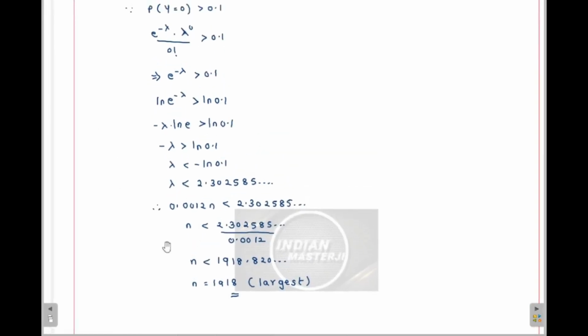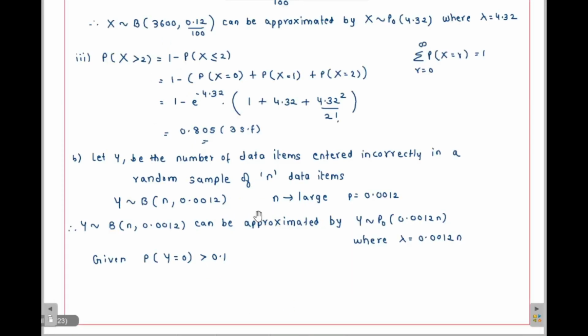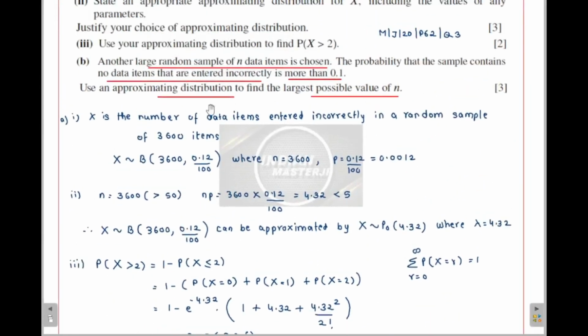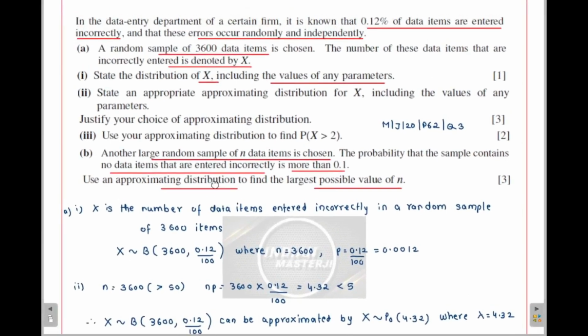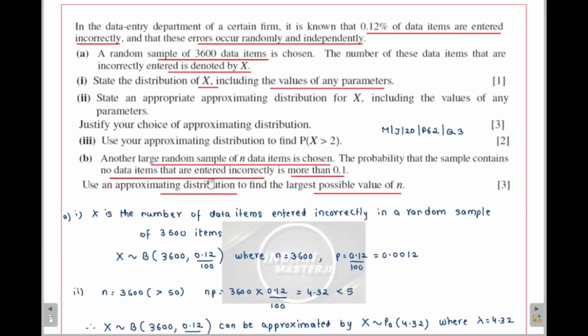Okay, so this ends with part B of this particular question. With this we end this question also.